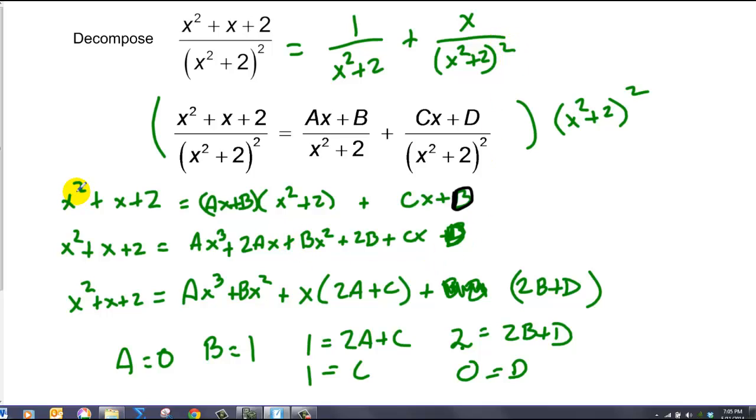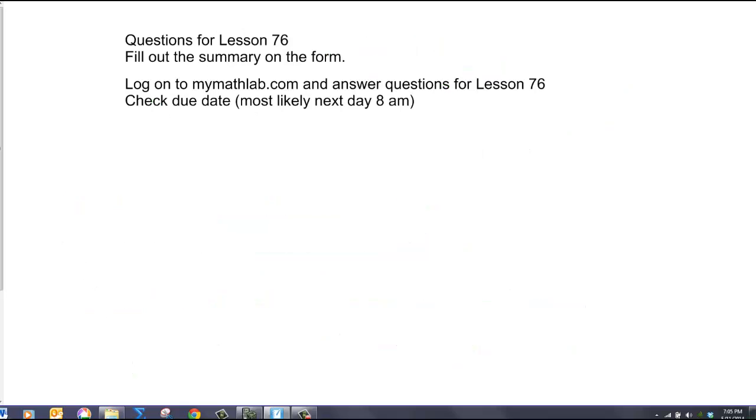So there are all four situations you might have of linear, repeated linear, quadratic, and repeated quadratic factors of denominators in an initial fraction which we want to decompose. Write your lesson summary, do your MyMathLab, and we'll do some examples tomorrow.